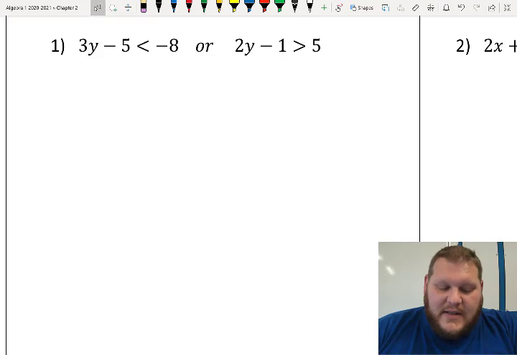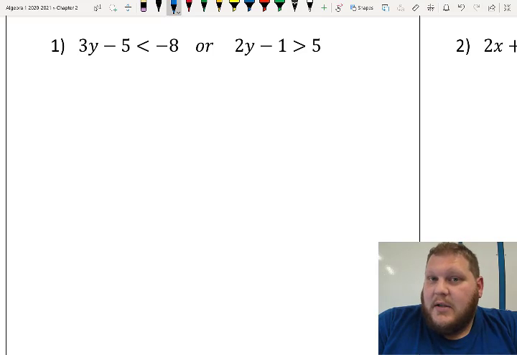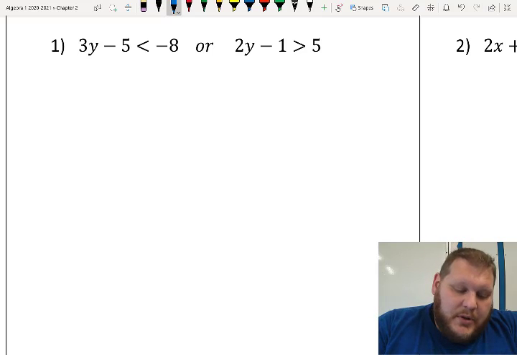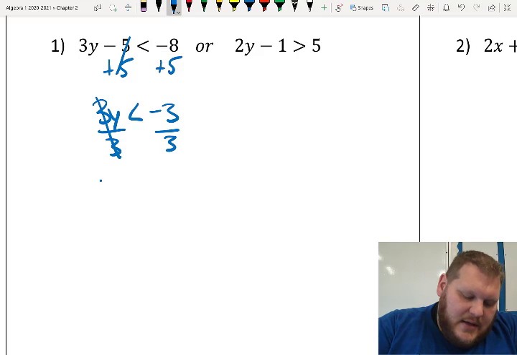So if I'm looking at number 1 here in box 3, if I'm solving this OR inequality, I've got 3y minus 5 is less than -8, or 2y minus 1 is greater than 5. Each of those two problems are separate from each other, so I'm just going to solve each independently. I'll do the left one here in blue. 3y minus 5 is less than -8. I'm going to add 5 on both sides to get my y term by itself. That gives me 3y is less than -3. And then I divide by 3 on both sides to get y is less than -1.